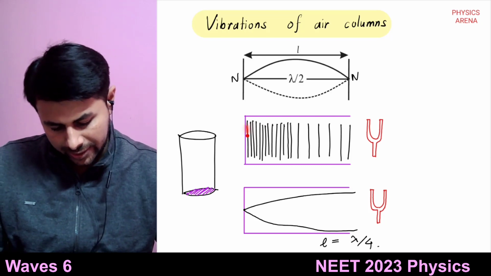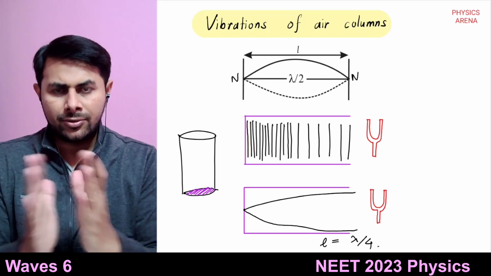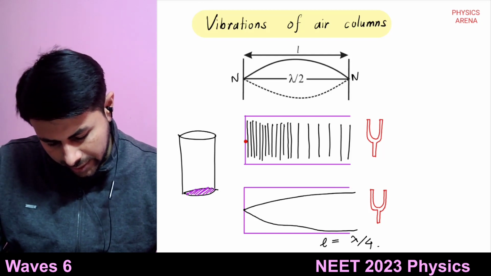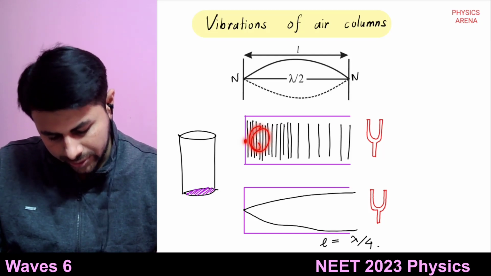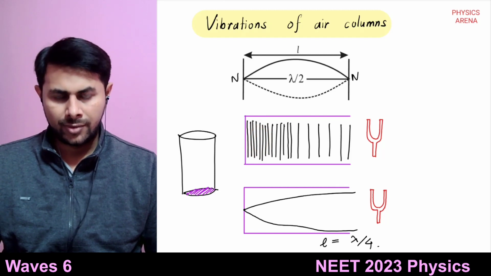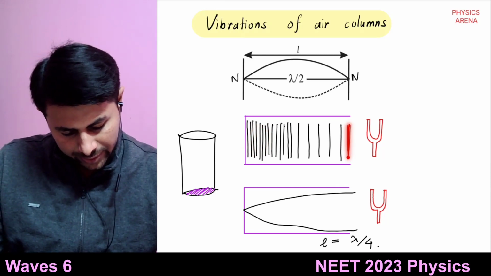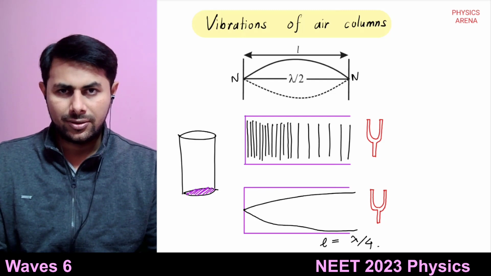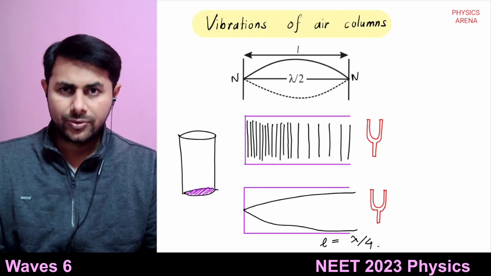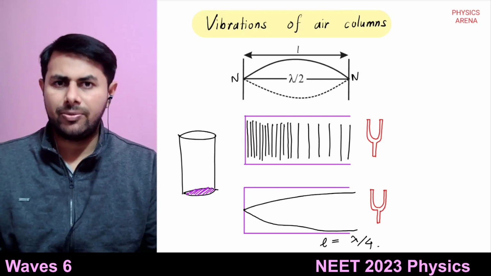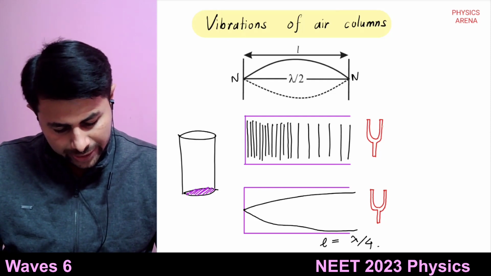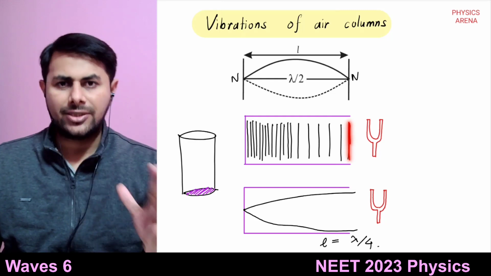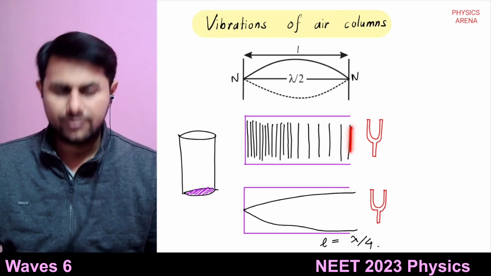Okay, so particles here will not be able to vibrate, right? Therefore, compression is produced here. And on this end, particles have space to vibrate. Particles can move towards each other, away from each other. So they have space to vibrate. Therefore, rarefaction gets produced here.